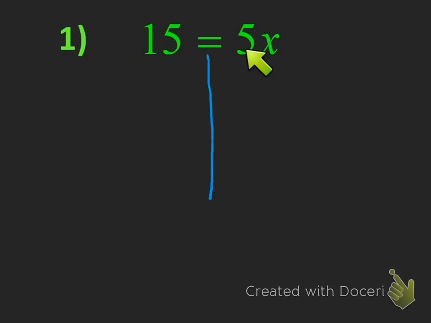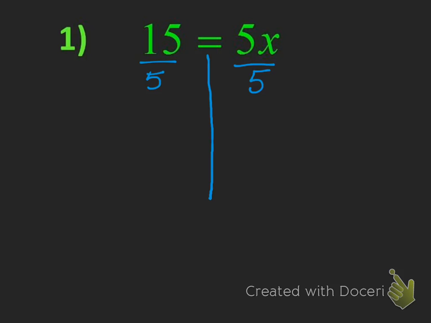So what is happening with this 5 and the x? What is that? That's multiplication. A number right next to a variable is multiplication. What is the inverse of multiplying? Dividing. So I need to divide both sides by 5.